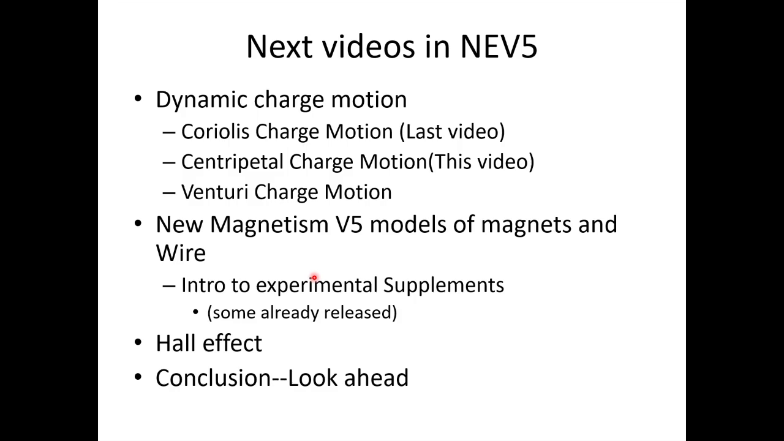So the next video is next week. It's going to be the Venturi charge motion. This is going to be a quick video because it's pretty much just a variation of the centripetal charge motion. After that, we're going to have a long video. Now, this may take me 2 weeks to get to because there's a lot of material here. Or I may break it up into 2 videos. I don't know. The new magnetism V5 models, magnets and wires. And then we're going to have an introduction to the experimental supplements, some of which have already been released. After that, we're going to do the Hall effect video. This is going to be engineering heavy. And then the final video for the new electromagnetism V5 series is going to be the conclusion and the look ahead.